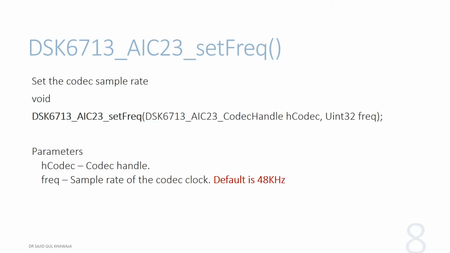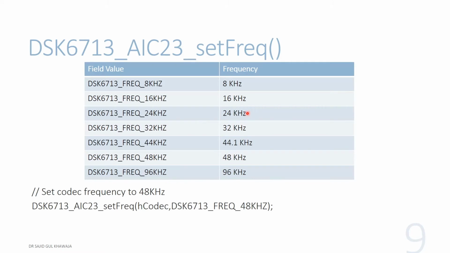The command takes 2 parameters as input: the H codec, which is the codec handler, and the frequency at which we need the AIC23 to sample the input data. By default, if we do not make use of this command, the sampling rate is set to 48 kilohertz. The frequencies at which we can sample our signal are already defined in the header file. The frequencies that we can choose from are 8, 16, 24, 32, 44, 48 and 96 kilohertz.